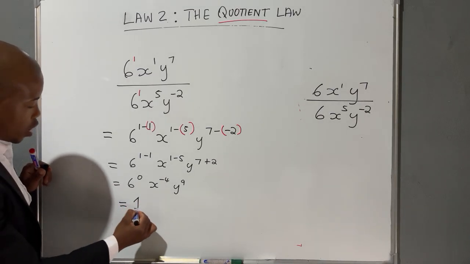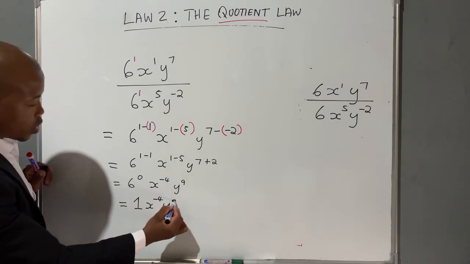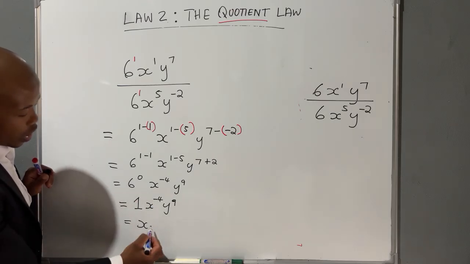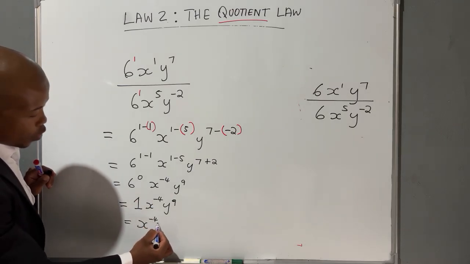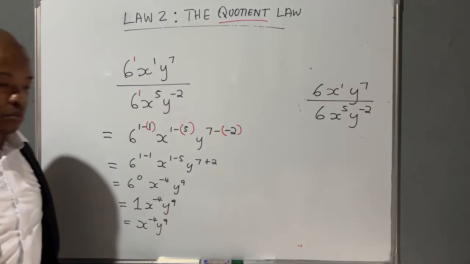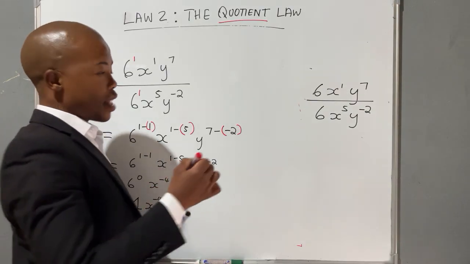This will give us 1. And then x to the exponent negative 4. And then y to the exponent 9. This one here we can leave it out: x to the negative 4, and then y to the 9.